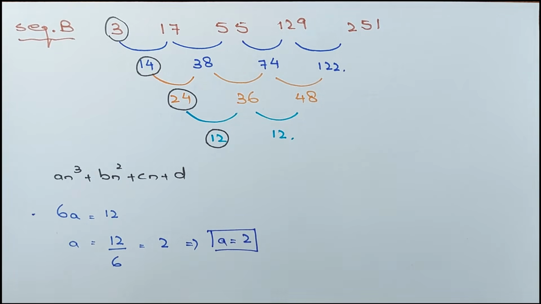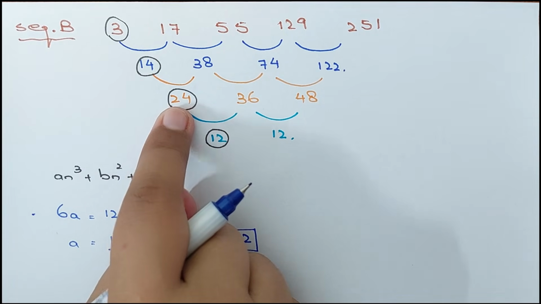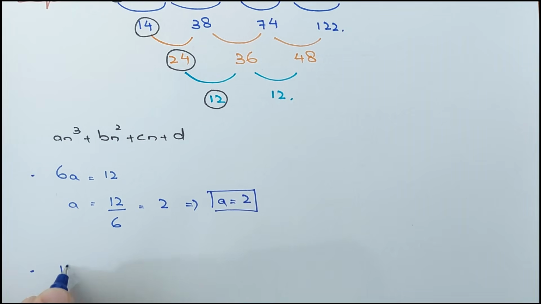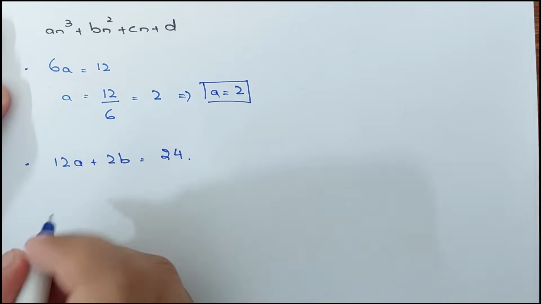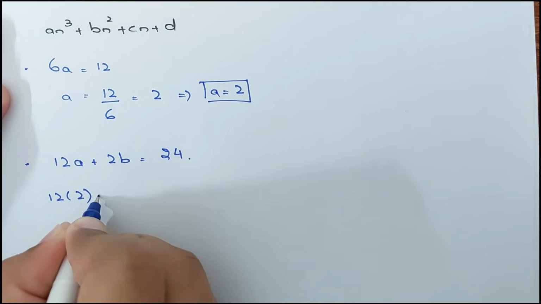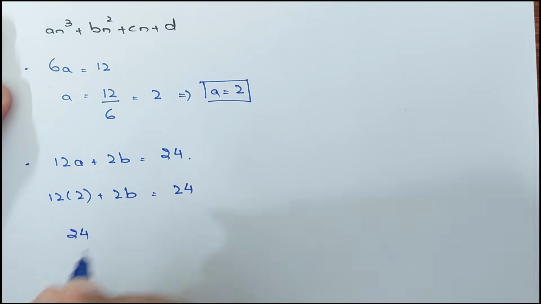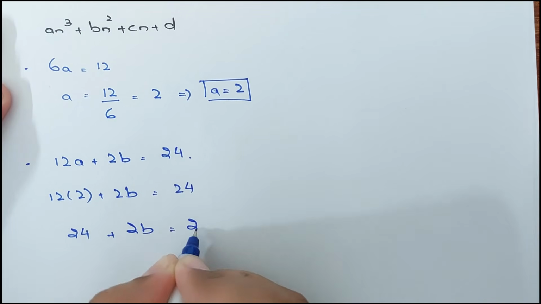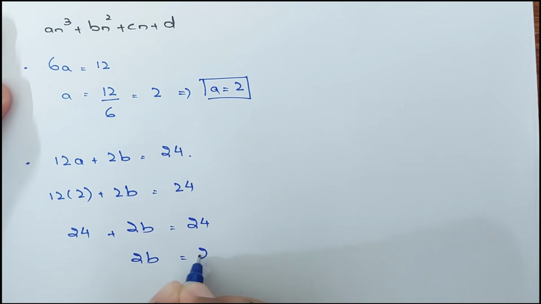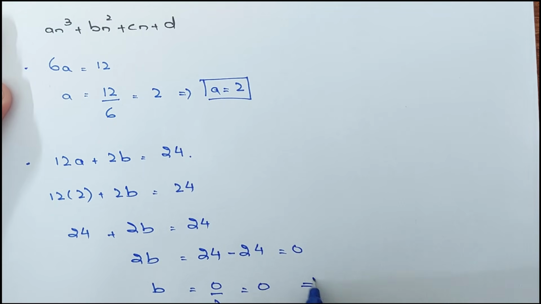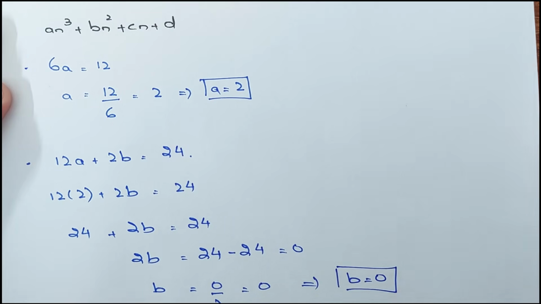Now we can use the first term of the second difference, and the standard equation is 12a plus 2b equals the first term of the second difference. Now we can easily get the b value from here. 12 times the a value, which is 2, plus 2b equals 24. 12 times 2 is 24, plus 2b equals 24. So 2b equals 24 minus 24, which is 0. So b is 0 divided by 2, that is equal to 0.